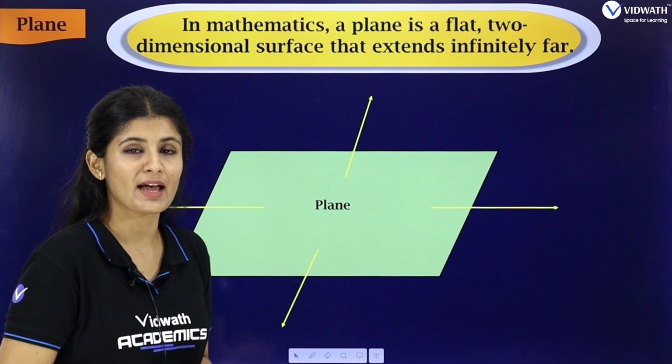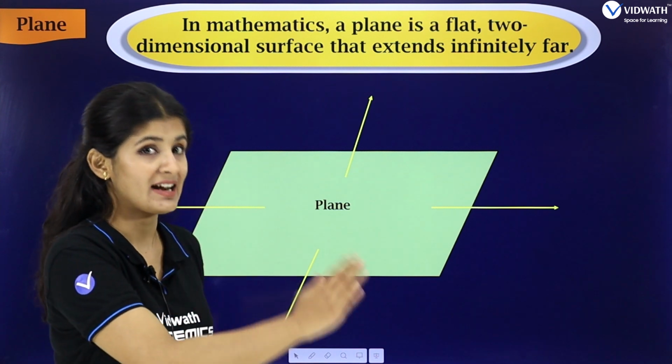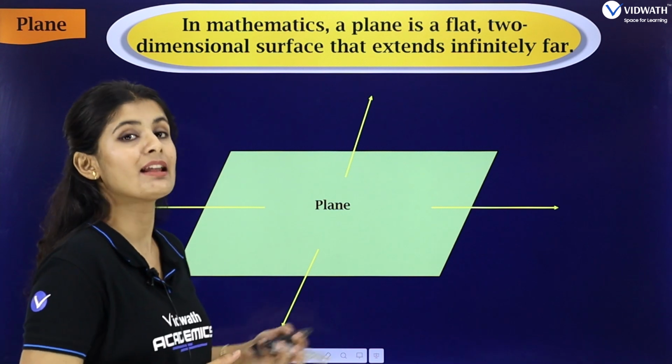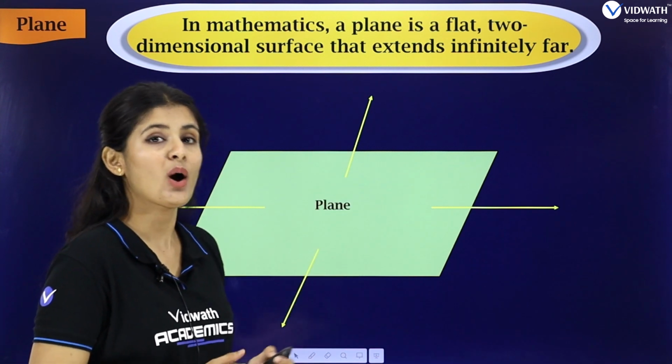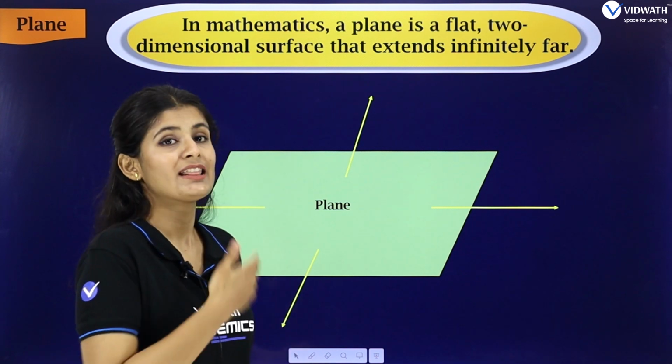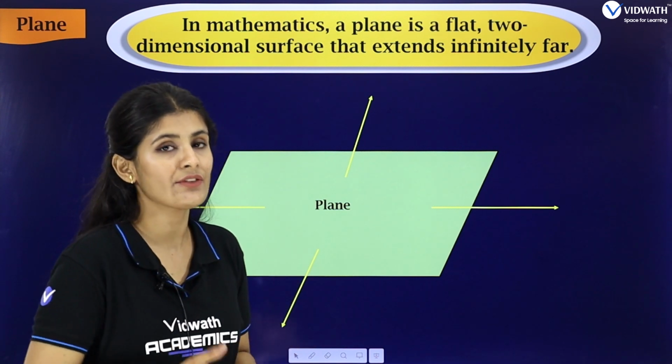Consider this board for example. This board is a flat surface. Also, it has two dimensions, namely the length and the breadth. Also, I can extend this infinitely far. Therefore, this surface is a plane surface.